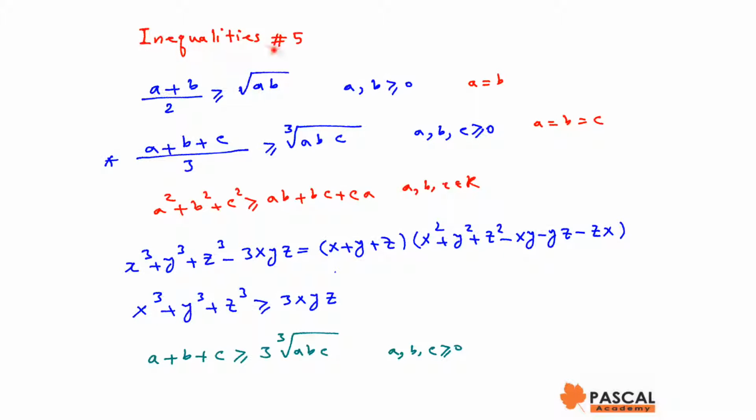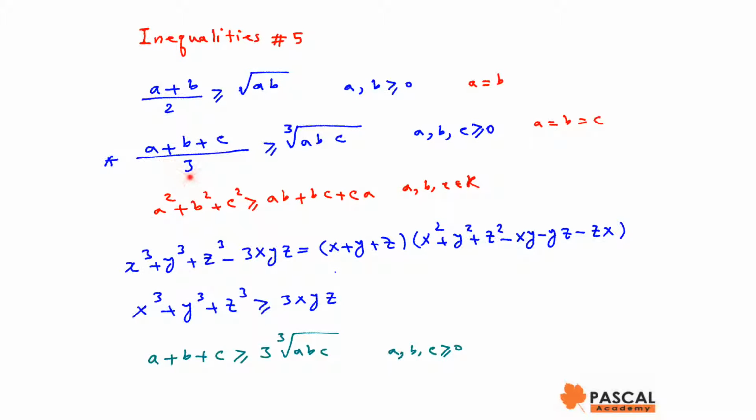Inequalities Lesson 5. In Lesson 4, we proved for any non-negative real numbers a and b, (a plus b) divided by 2 is greater or equal than the square root of ab. The simplest form of the arithmetic geometric mean inequality for two real numbers. Equality holds when a and b are equal.